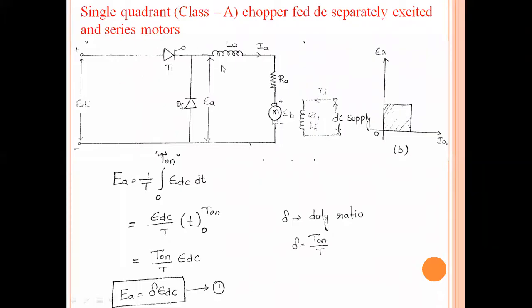And this circuit diagram consists of a single thyristor, which is T1, and a freewheeling diode in order to get the continuous current operation. This freewheeling diode helps the circuit to run under continuous current operation. And this circuit is also called a step down chopper or a buck chopper.